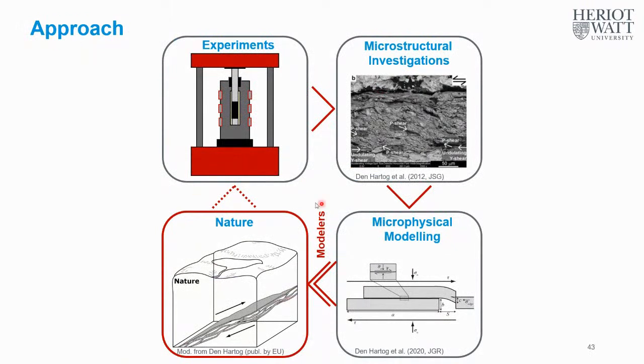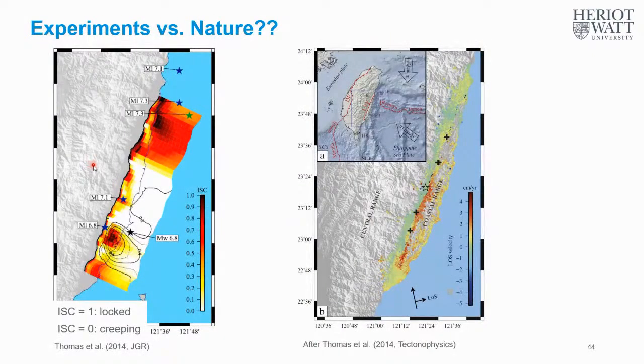So the final step is that modelers can use these microphysical models to make some predictions for behavior on fault scales. Sometimes we find a remarkable correlation between experimental results and natural behavior. So I'll show you some results of work that I've done together with Marion Thomas and Dan Faulkner. We looked at samples from the Longitudinal Valley fault in Taiwan. This fault has generated some earthquakes, and the interesting thing is that it is locked in the north, as shown by these dark colors. It's locked along the northern section, whereas it is creeping in the southern section.